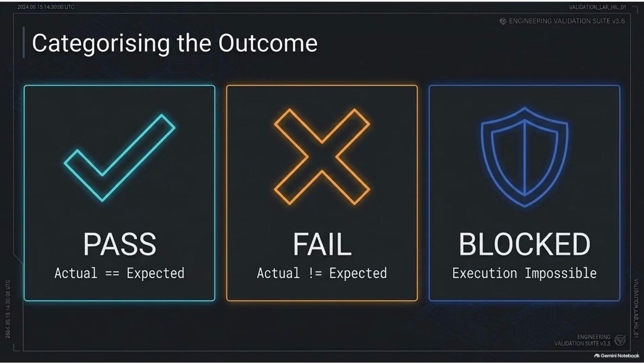Every test ends in one of three ways. Pass means the car did exactly what we expected. Fail means it did not. But then there's blocked, right? So that's when we cannot even run the test because something else is broken.